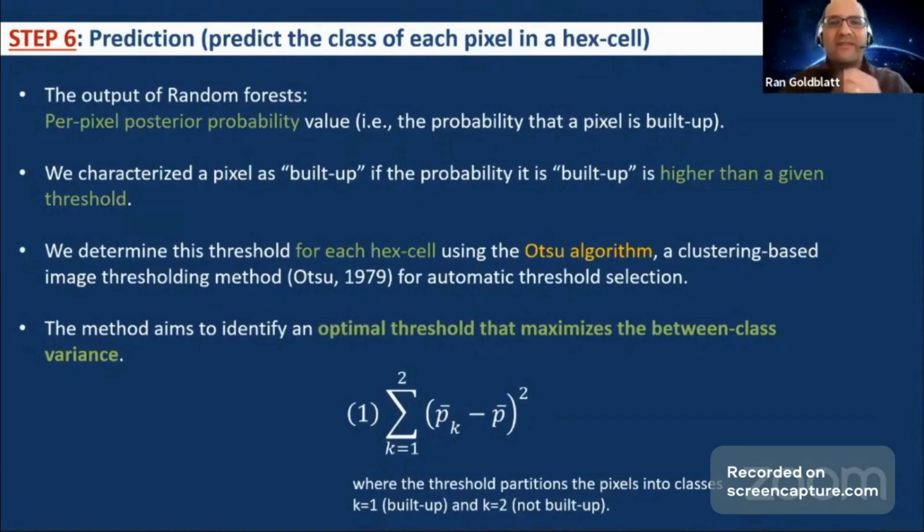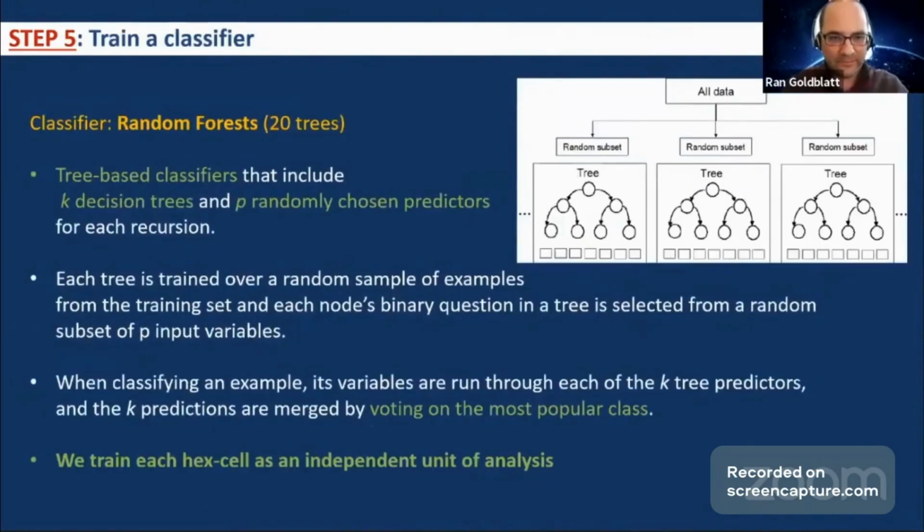How do we determine the threshold of this posterior probability to create a binary map of all the urban areas? What is the threshold that needs to be determined for this posterior probability? We experimented with different approaches, and we used the Otsu algorithm. The Otsu algorithm is a methodology to determine a threshold by identifying an optimal threshold that maximizes the between-class variance. It is used a lot in image segmentation. So we used this Otsu method to determine the threshold of the posterior probability.